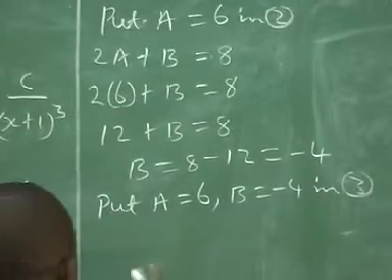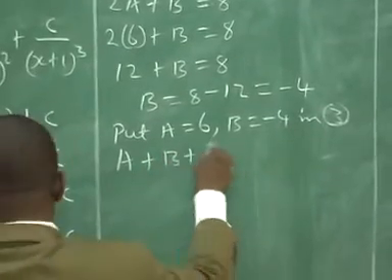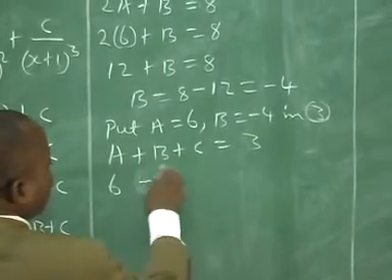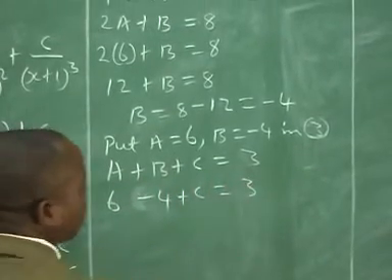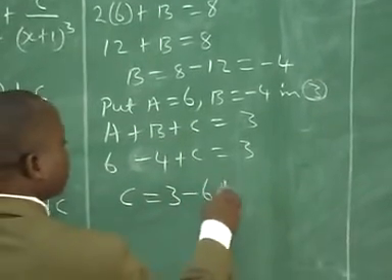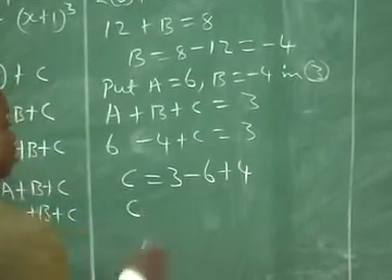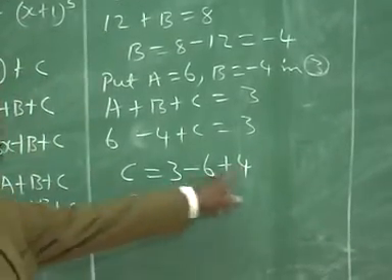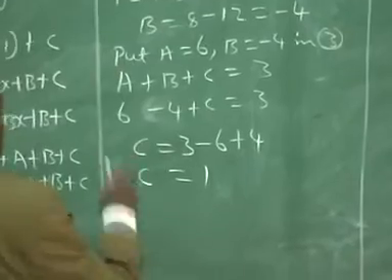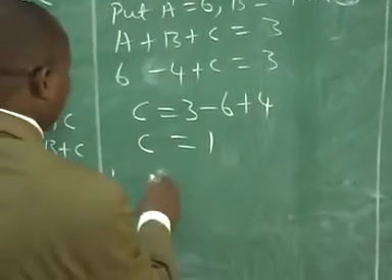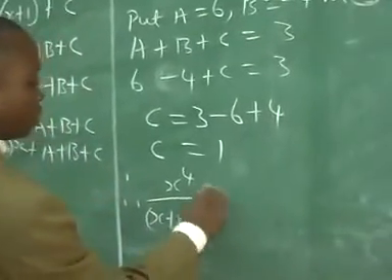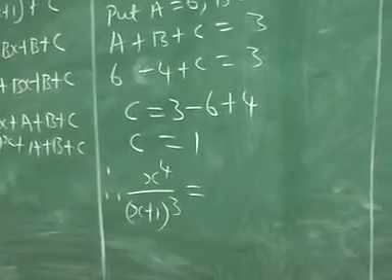Then we are going to put a is equal to 6, b is equal to minus 4 in equation 3. Equation 3 is a plus b plus c is equal to 3. So a now is 6, b is minus 4, plus c is equal to 3. So what we have is that c will be equal to 3 minus 6 plus 4. So c is equal to 1. That is 3 plus 4 is 7, minus 6, we have 1. Therefore, the algebraic fraction x to the power 4 all over x plus 1 cube is equivalent to the partial fractions.